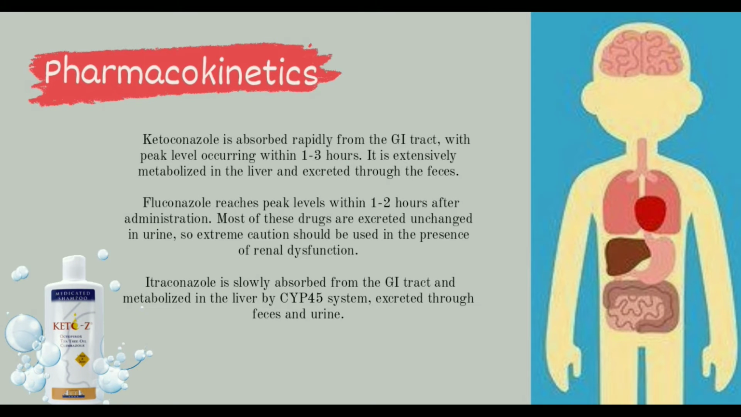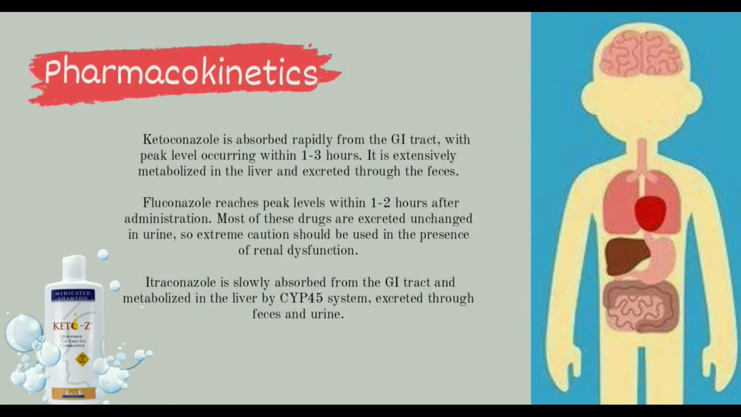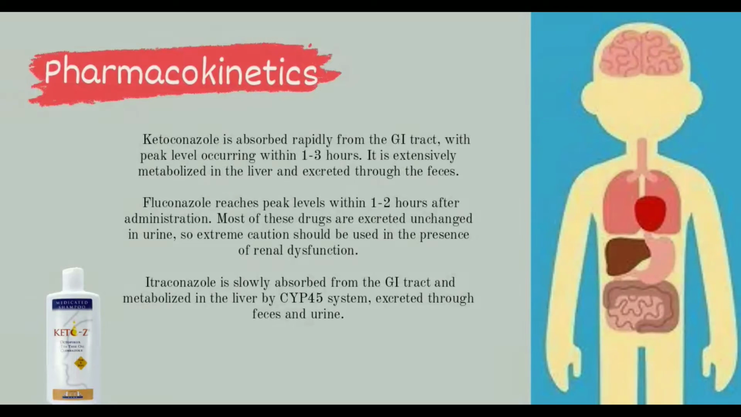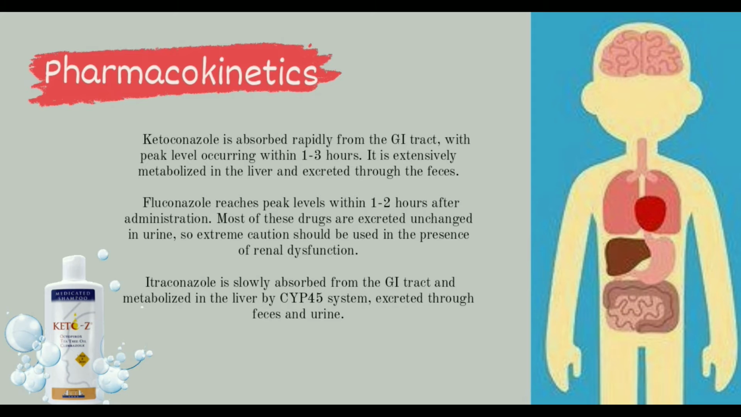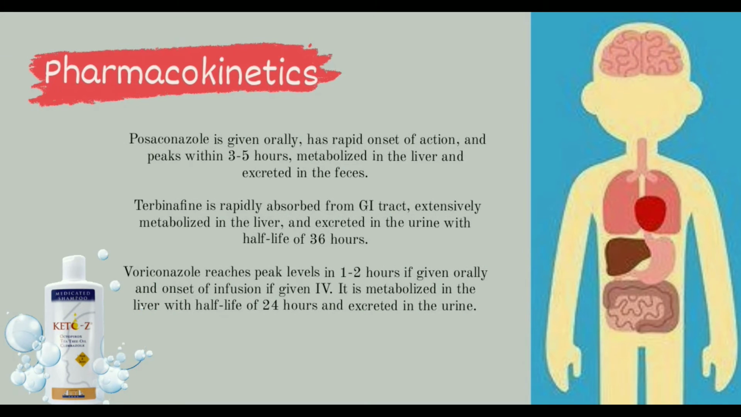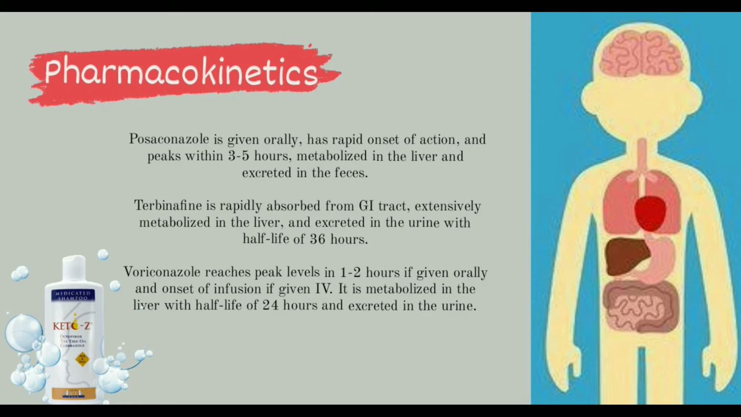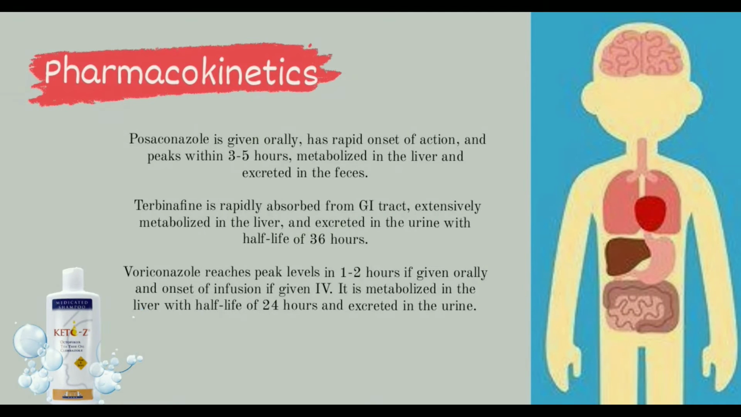Fluconazole reaches peak levels within 1 to 2 hours after administration. Most of these drugs are excreted in the urine unchanged. Itraconazole is slowly absorbed from the GI tract and metabolized in the liver by CYP450 system. It is also excreted through feces and urine. Posaconazole is given orally and has a rapid onset of action and peaks within 3 to 5 hours. It is metabolized in the liver and excreted in the feces.